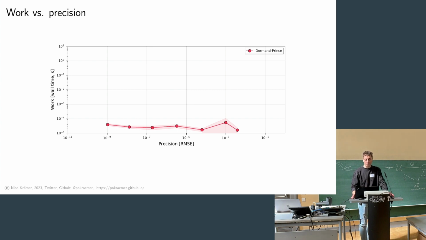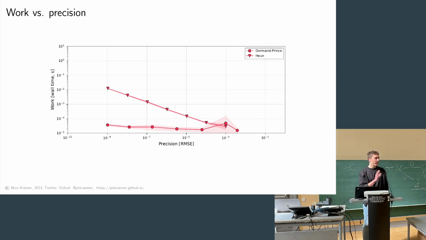For example, we see that this method, this Dormand-Prince thing, whatever that might be, takes about 10 to the minus 4 seconds to achieve error 10 to the minus 9. And this is pretty efficient. The curve is almost horizontal, which makes sense because this is a really simple ODE we're solving here. In comparison, another algorithm called Hoyn, which is another ODE solver, is about 100, maybe 200 times slower to achieve error 10 to the minus 9. And simply from this diagram, we can conclude that on this problem, Dormand-Prince is way more efficient than Hoyn.